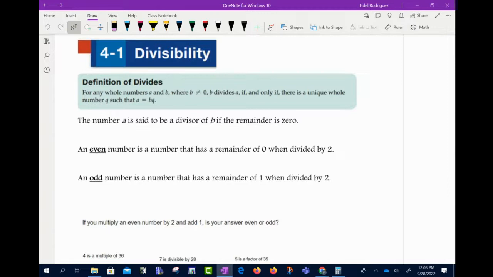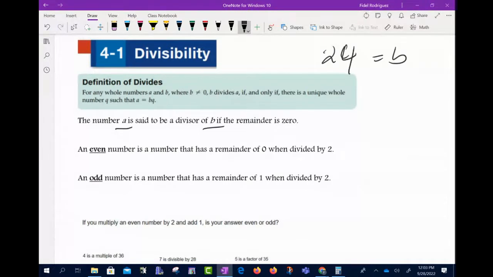So just so that we understand what that means, and I know most of us already have an understanding of this, but I just want to give an example. It says A is said to be a divisor of B if the remainder is 0. So let me think of a number B, maybe the number 24. I'm going to say that's my number B.